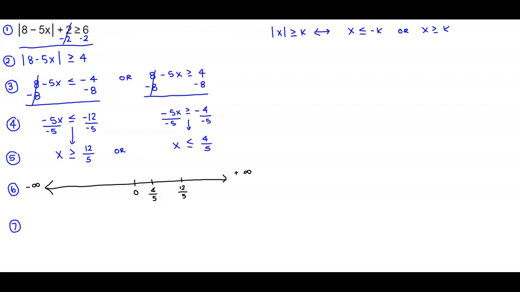So let's go ahead and then write our solution. So this is x is greater than or equal to 12/5. So that means we have a bracket and it's going towards positive infinity. And then we have x, which is less than or equal to 4/5, which means we have a bracket at 4/5 going towards negative infinity. So we're going to draw our solution set. So parenthesis, negative infinity, comma, 4/5 with a bracket, union, bracket, 12/5, comma, positive infinity.